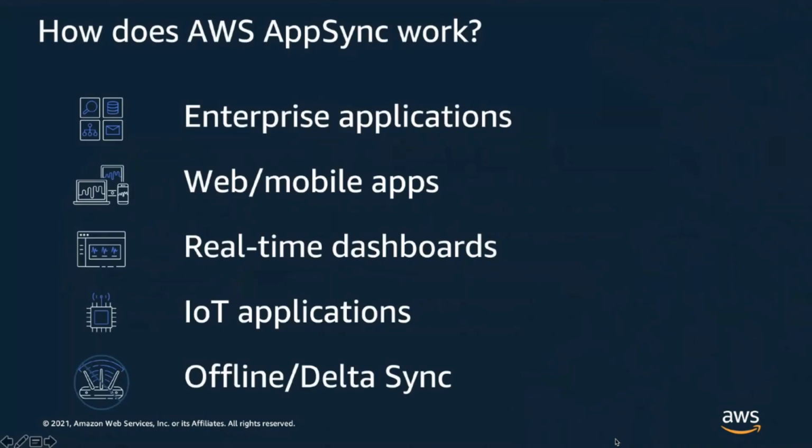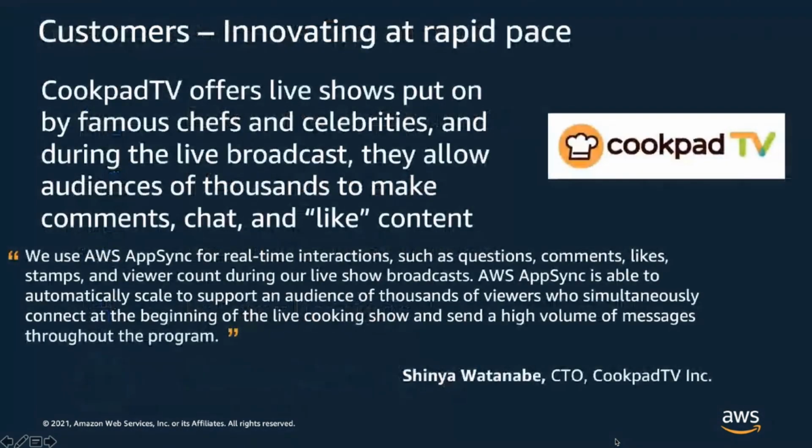So how does AppSync work? Well, AppSync really just allows you to connect multiple types and different types of applications to your data sources. We're seeing customers use AppSync to implement enterprise applications, web or mobile applications, real-time dashboards, IoT applications, and then implement things like offline and Delta syncs, things that are really difficult to do when you need to roll up your own endpoint or when you're using traditional endpoints. So we are seeing customers really innovating at a rapid pace using AppSync.